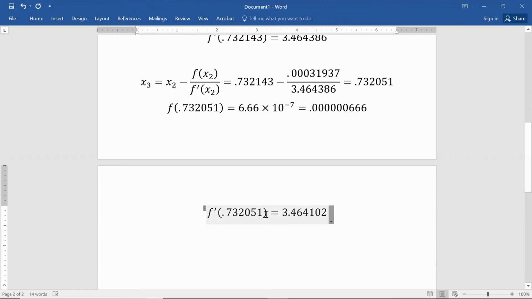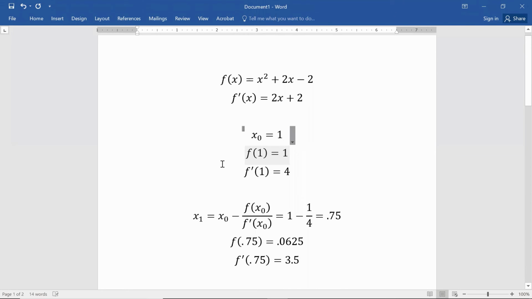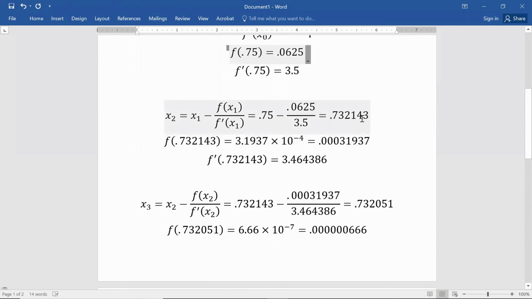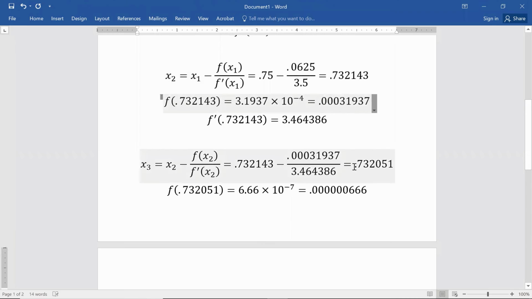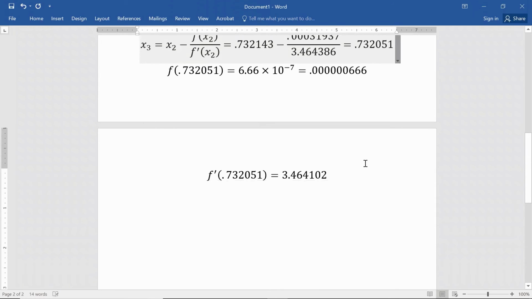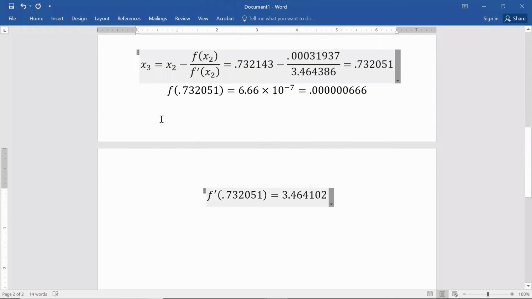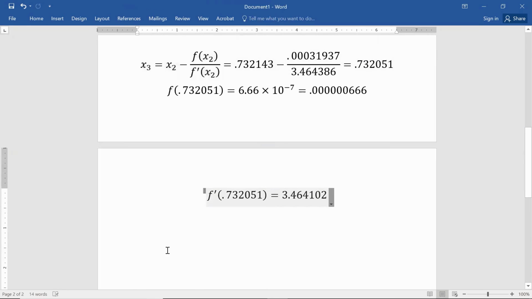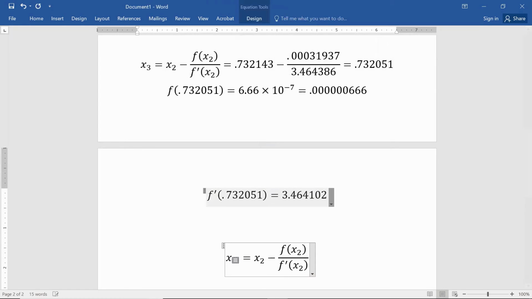3.464102. All right. So first iteration gave me 0.75. Next iteration gave me 0.732143. Next iteration, 0.732051. Next iteration, well, let's look at the next iteration here. Take that same scenario and just change our guesses from our second guesses to our third guesses.